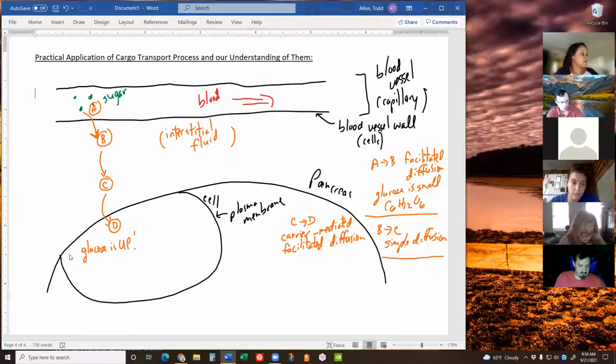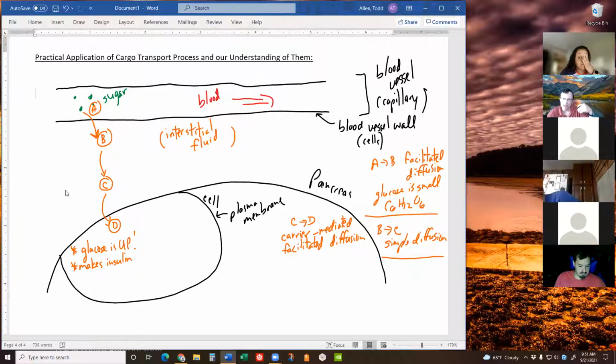Okay, so I'm just going to highlight a couple statements here. So glucose is up, pancreas cell makes insulin. Now, the process of making insulin is something we're going to talk about next class. I don't want to take time now because it's really involved. So the pancreas cell is going to make insulin, and I'll explain how that is done next class.